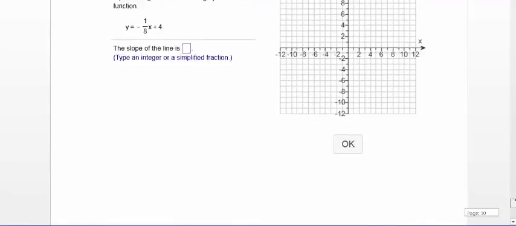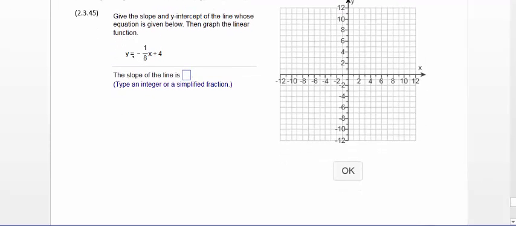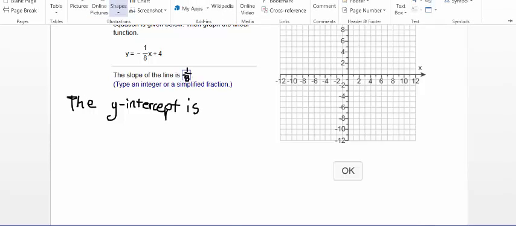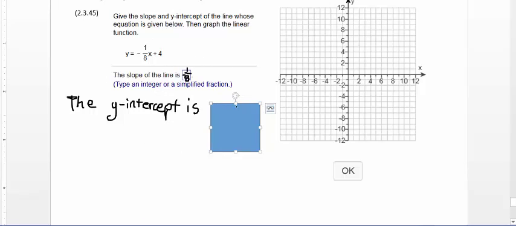Alright, so let's go to the last problem, where you also want to graph a line that's given to you in slope-intercept form. So you're asked first to say what the slope is. The slope is the number multiplied by x. So that slope is negative 1 over 8, the coefficient of x, when y is isolated on one side of the equation. The y-intercept is the constant in the problem, and so that constant is 4.